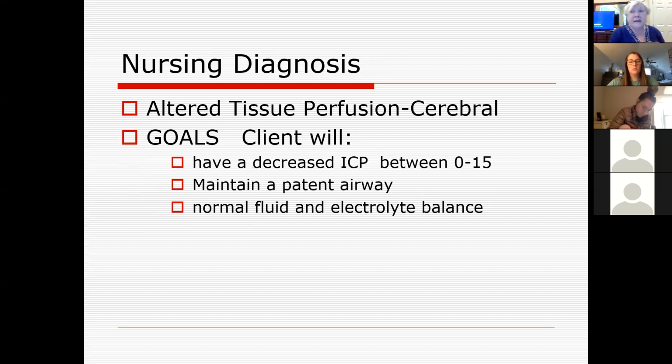We want them to have a patent airway, because with a decreased level of consciousness, we know we have trouble maintaining our airway, and airway is always our highest priority, always, always, always. And we also want a normal fluid balance, because that's going to affect what's in the box. And so all of those have to do with our cerebral perfusion.